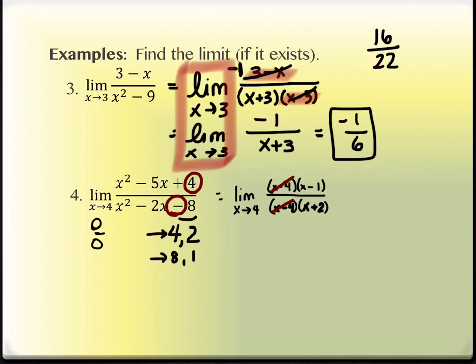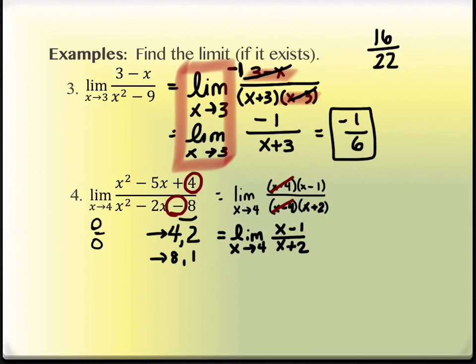So as I cancel that one out, what I notice is that this gets rewritten with the limit, because I haven't plugged the limit value x equal 4 in yet. So this is the limit as x approaches 4. The numerator is now x minus 1, and the denominator is x plus 2.